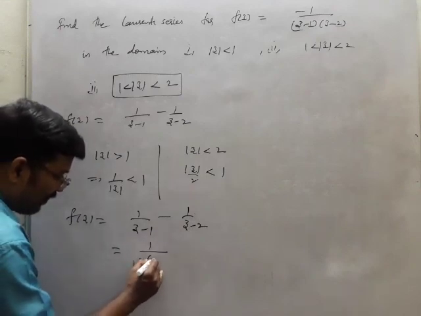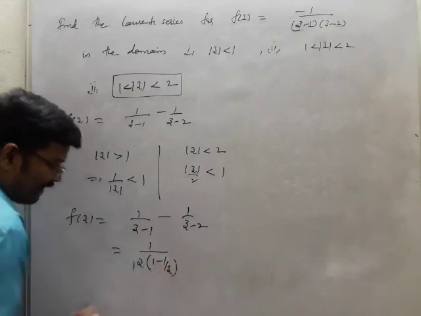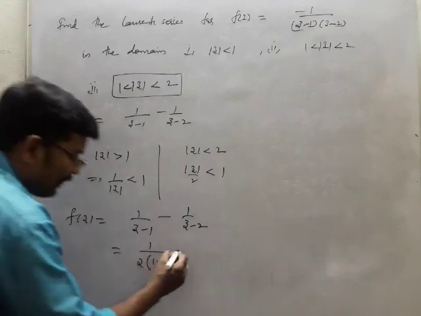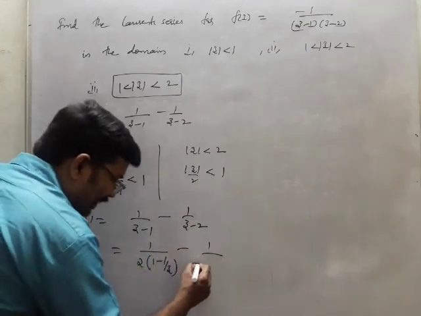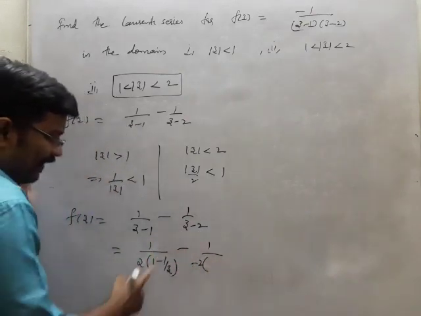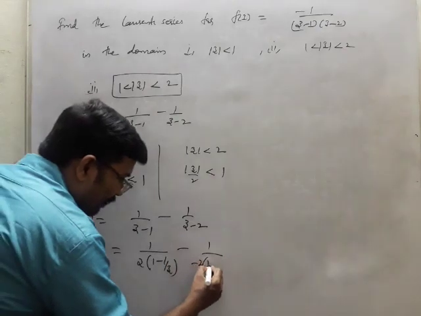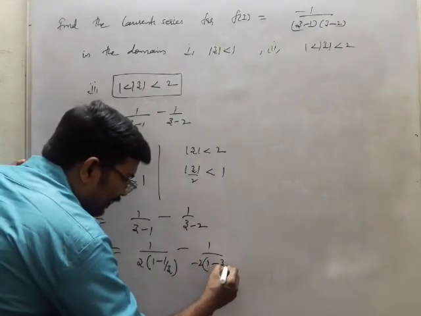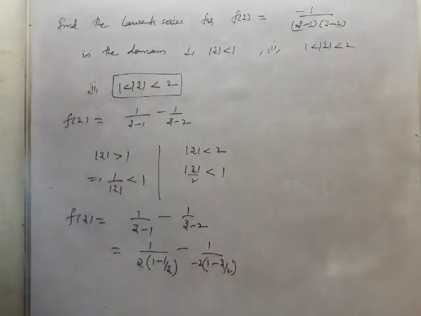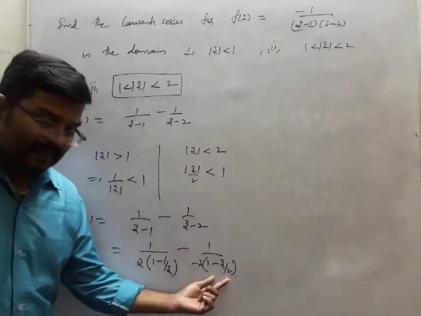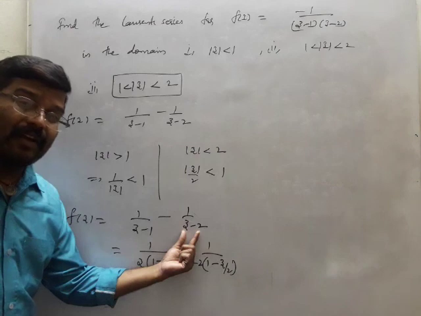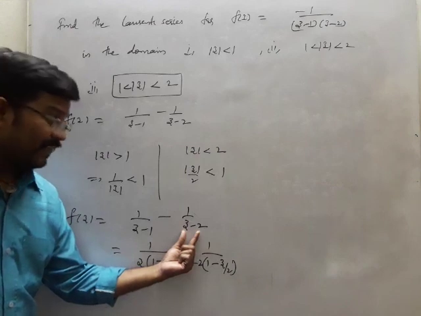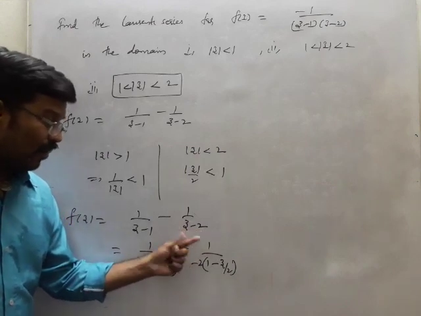If I take z common, I get 1 by z into 1 minus 1 by z. Then minus 2, I'll take outside, so I'll get 1 minus z by 2. See, you have to be very careful here. In these two, which one do you have to take common? That's the main basic concept here. Either you have to take 2 or z.